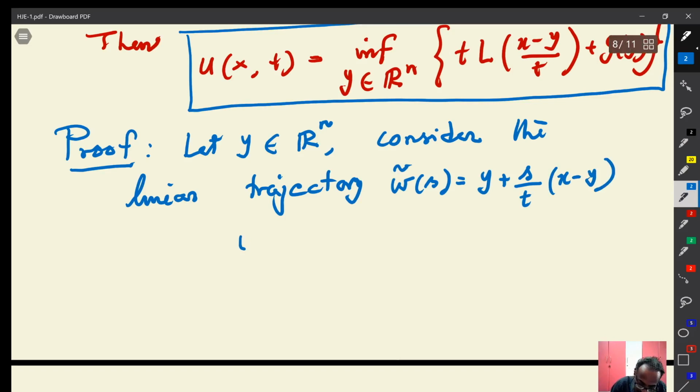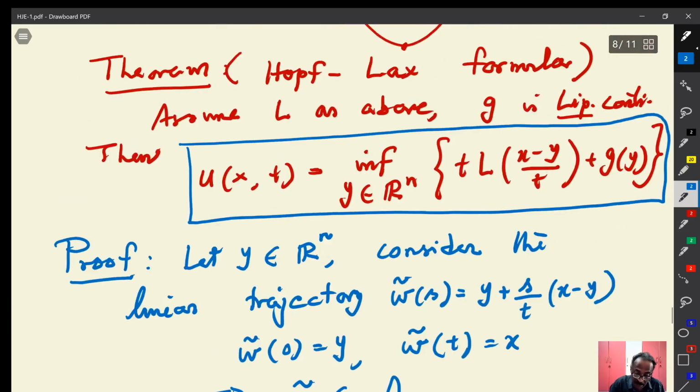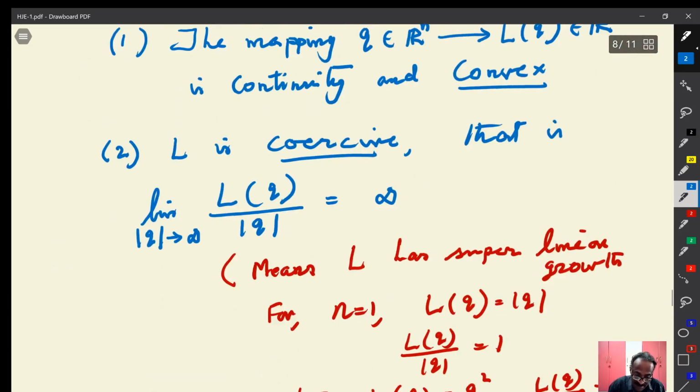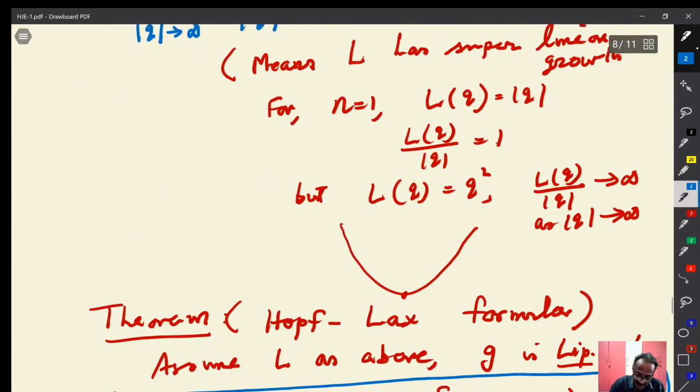Indeed, W tilde of 0 is equal to y, and W tilde of t, s by t is t by t is 1, so it is x. That implies W tilde is an admissible trajectory. And then u(x,t) is the minimum, so u(x,t) is the minimum over the trajectories. For any other trajectory, the cost will increase.